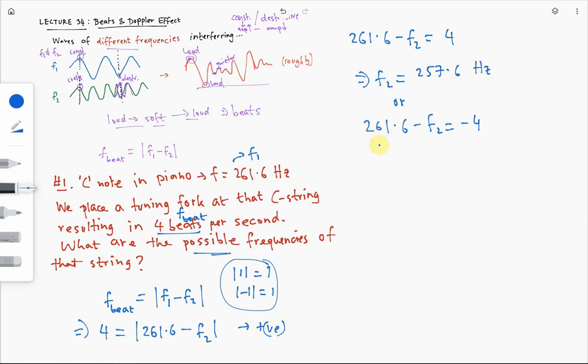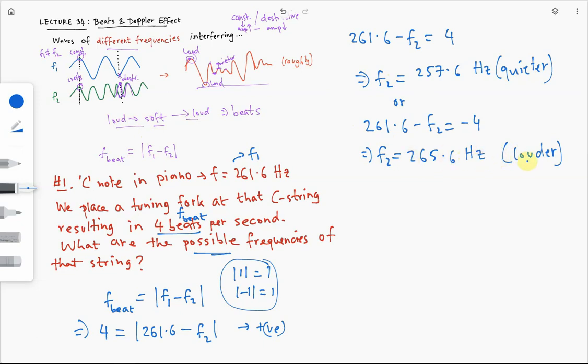Alright, one of the possible frequencies. And in this case, you will get a resulting frequency of 265.6 Hertz. Okay, therefore we have two different frequencies. One is louder and one is quieter. Therefore we again understand that the beat frequency is nothing but the perception of sound going from loud to soft to loud.